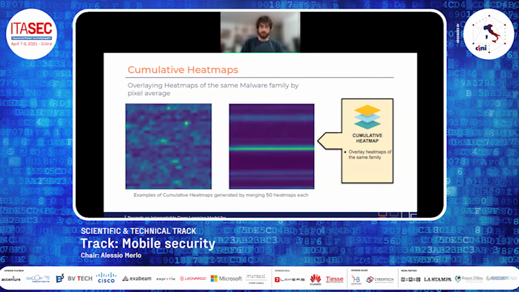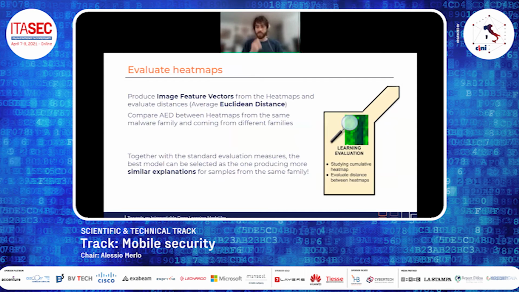That's why we also try to produce some value to compare the interpretability, let's say, and the information that the model is giving to us without having prior knowledge of the dataset itself. The simple idea is to produce image feature vectors from the heat maps, then compare the heat maps one to each other and evaluate the distances using Euclidean distances.